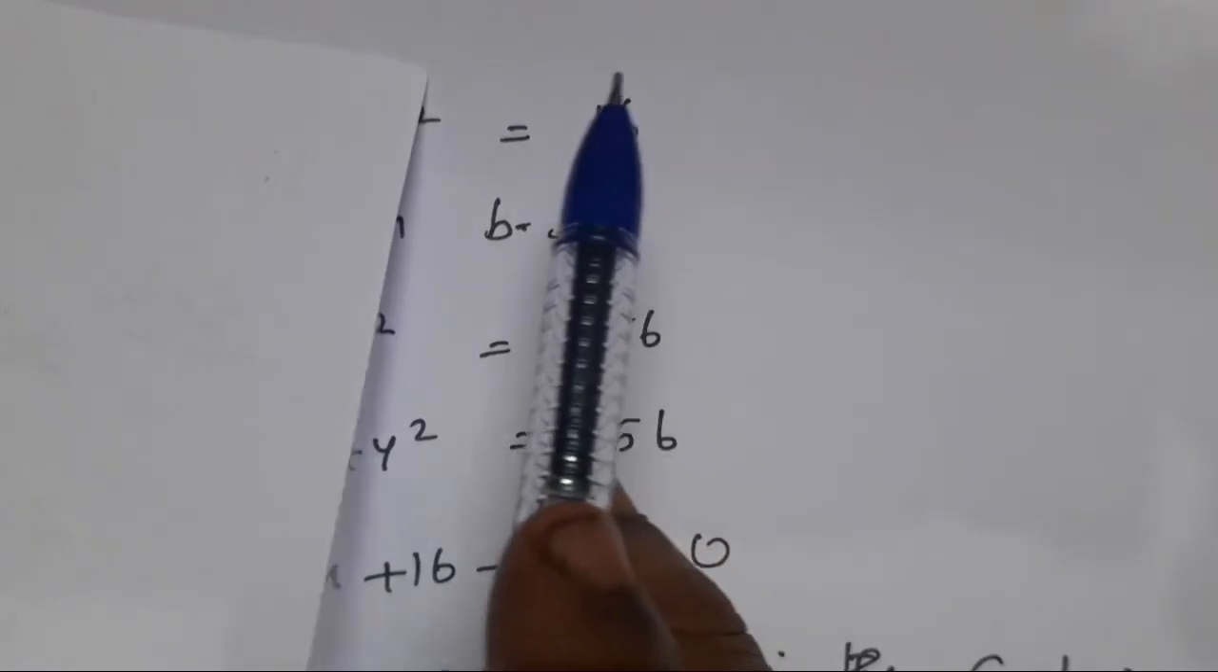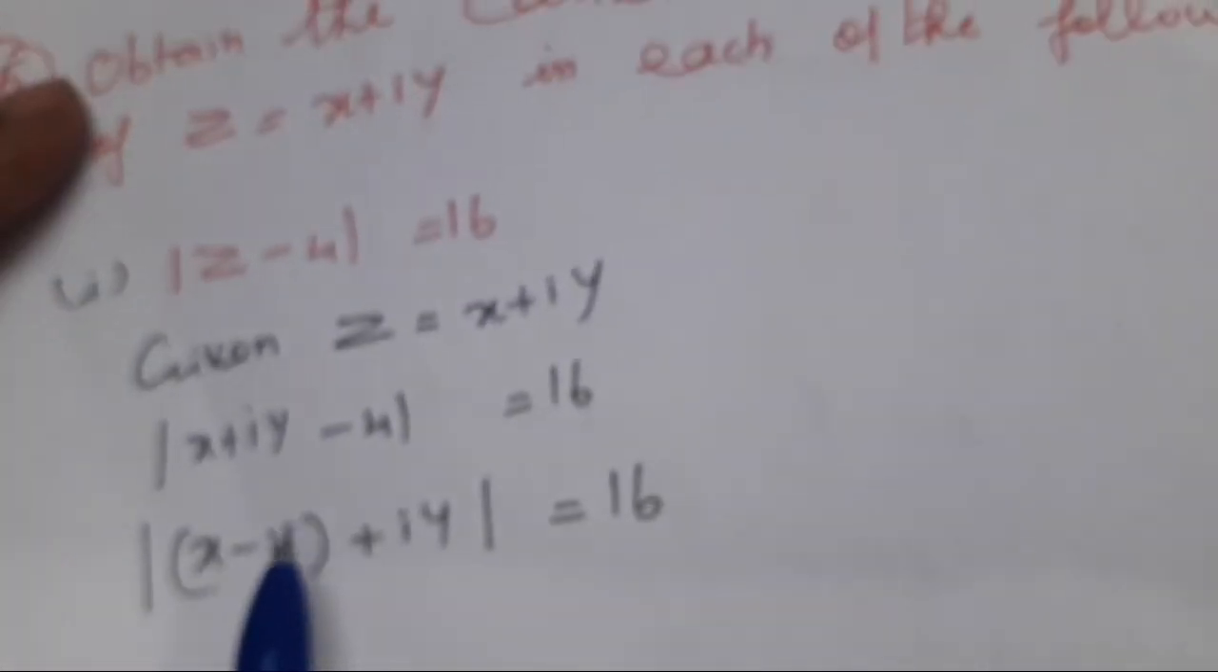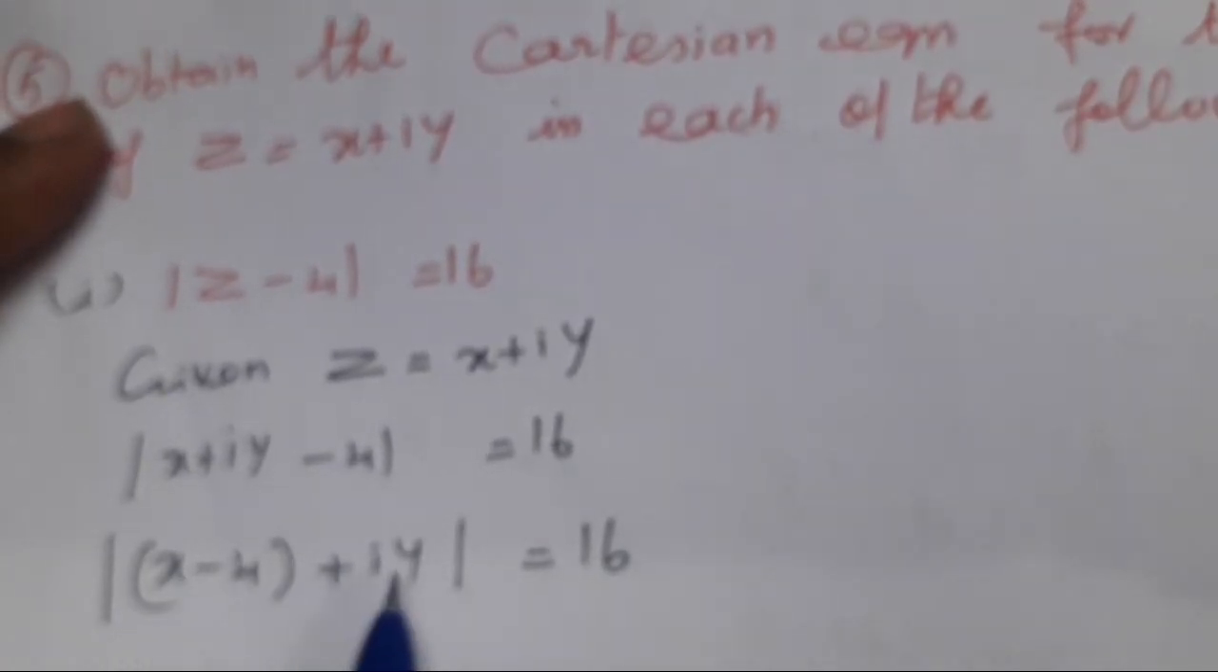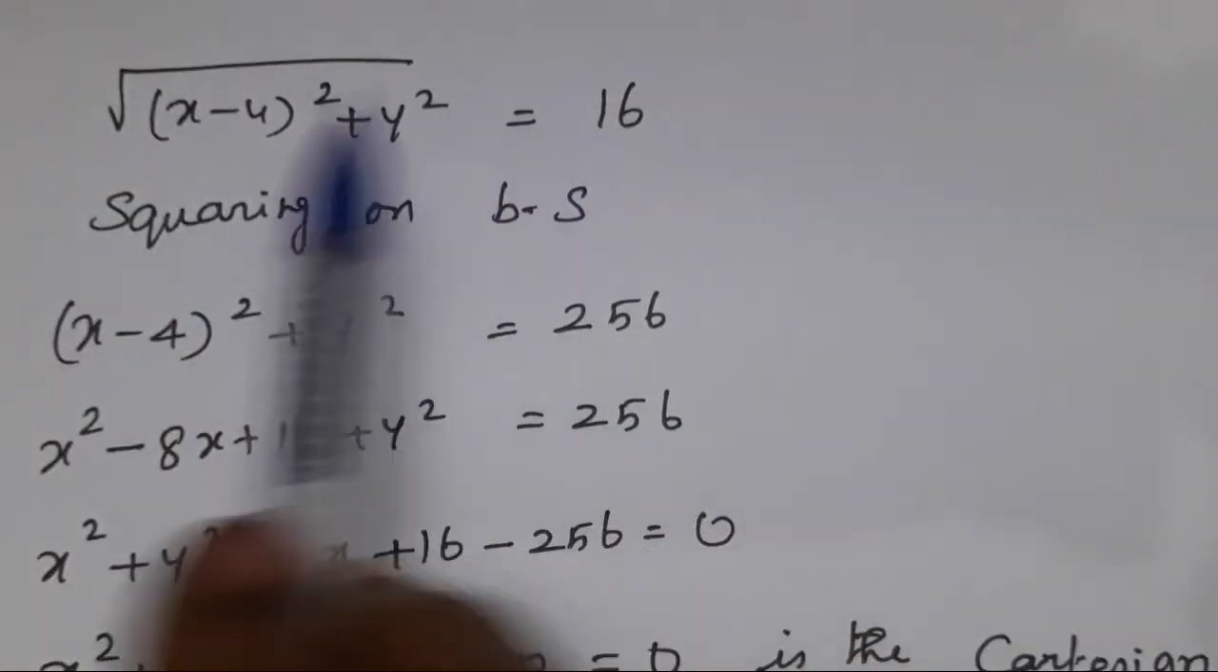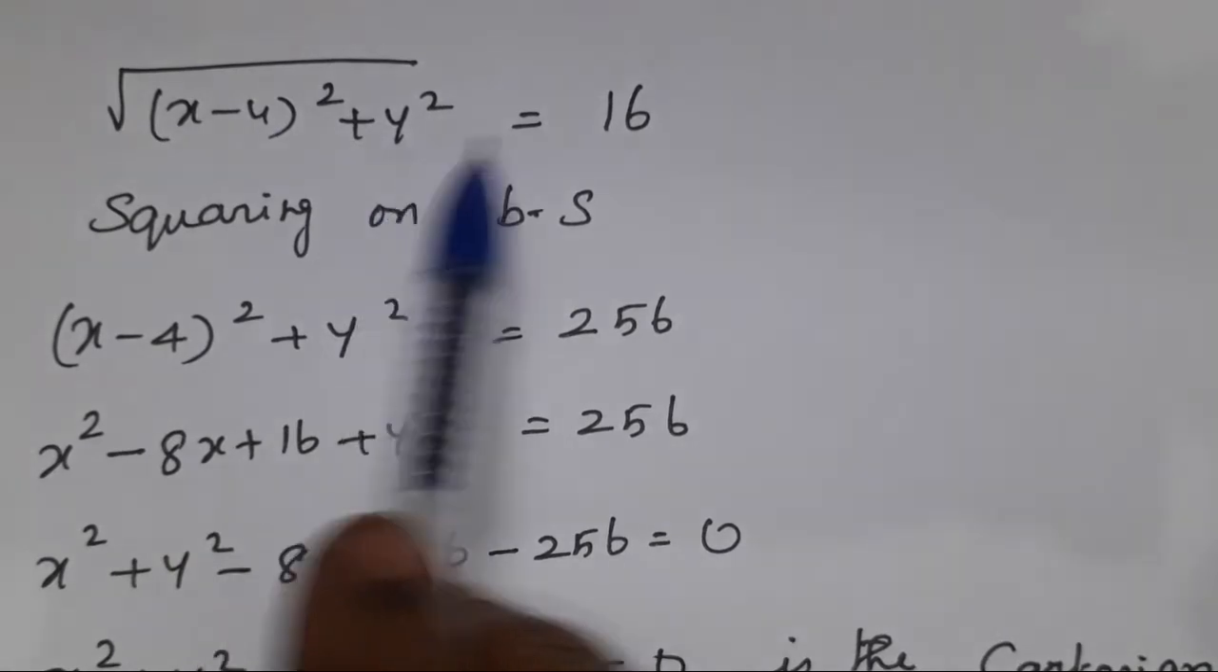What is our real part? Real part is x minus 4. Imaginary part is y. So that is nothing but the square root of x minus 4 the whole square plus y square equal to 16.